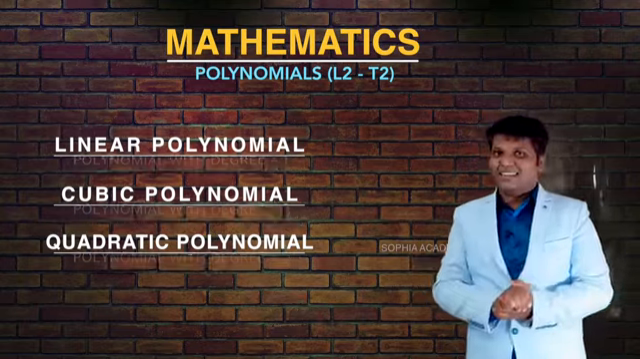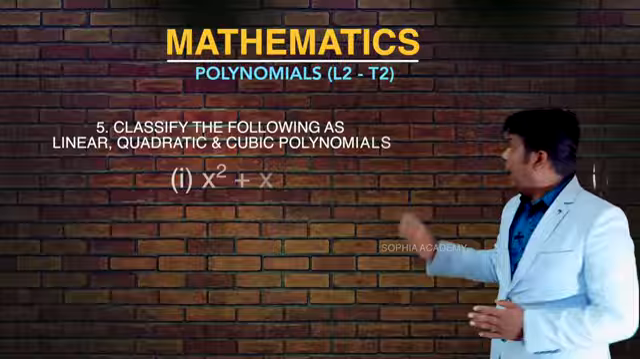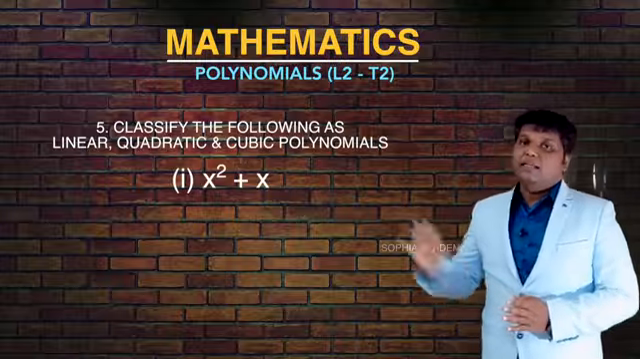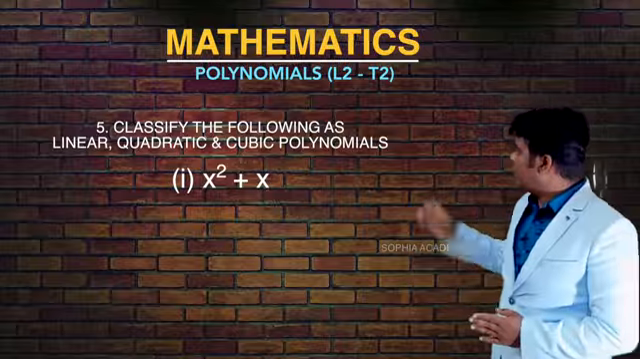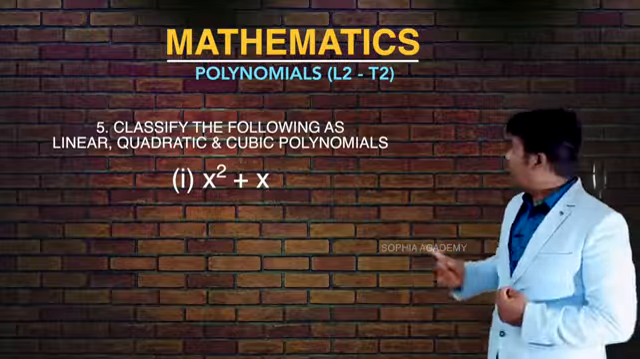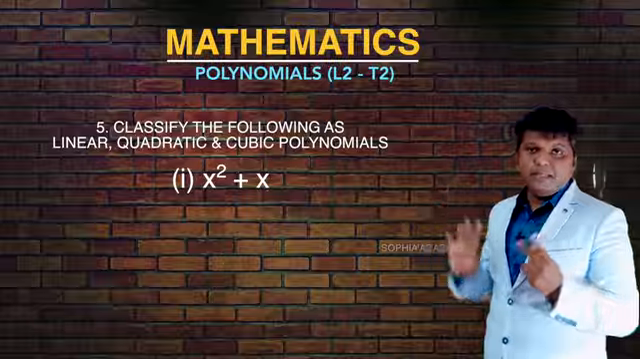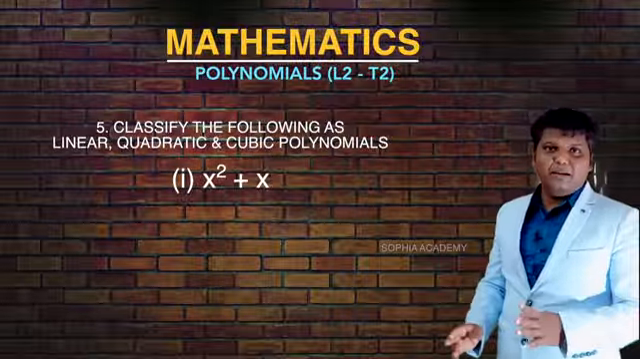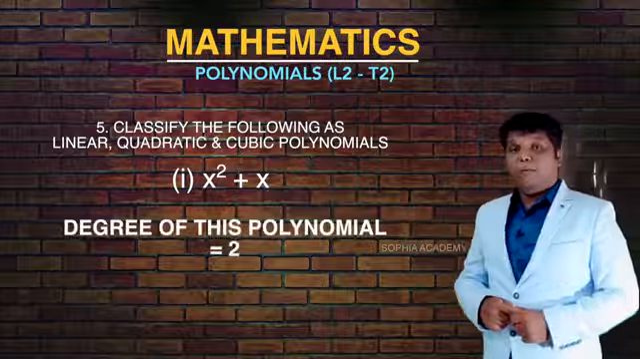Very fast you will understand like this. Come on. The first question, x square plus x. There are two terms. First one is x square, second one is x. Means the power of the first term is 2. The power of the second term is 1, because if nothing is written it means it is 1. Which is the bigger one, 2 or 1? 2 is the bigger one. So we will say the degree of this polynomial is 2.